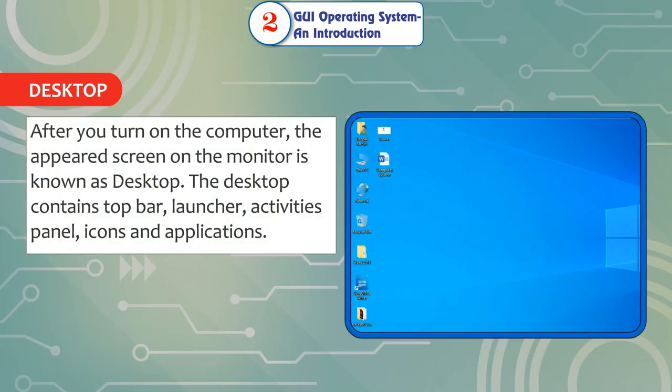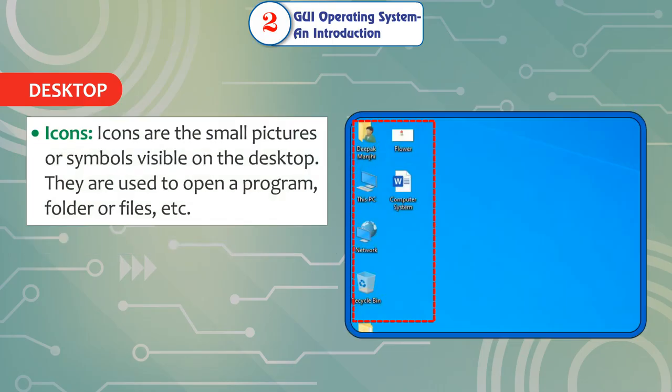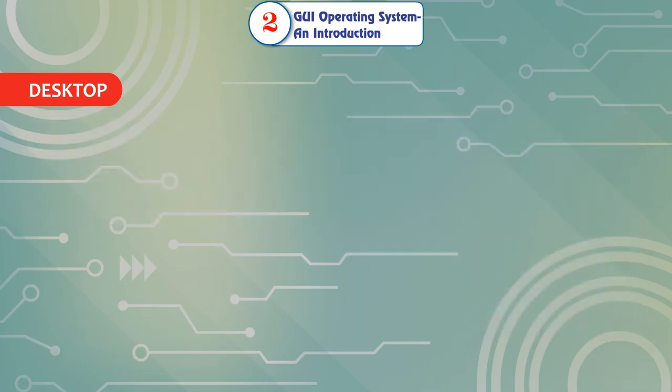After you turn on the computer, the screen that appears on the monitor is known as the desktop. The desktop contains the top bar, launcher, activities panel, icons and applications. Icons are the small pictures or symbols visible on the desktop. They are used to open a program, folder or files, etc.